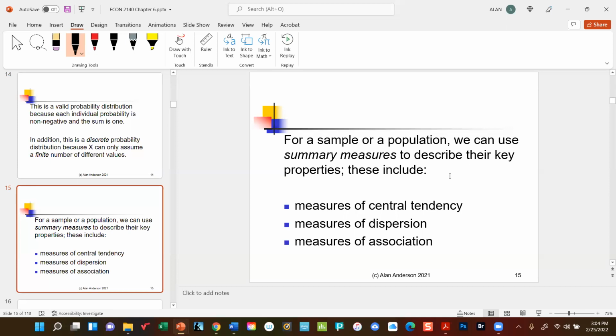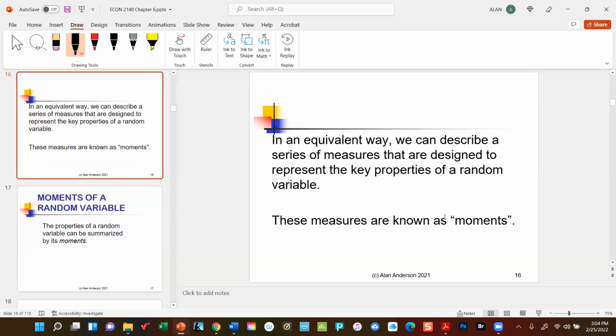We're going to do something very similar here. Random variables are important, but often we can summarize their key properties with its own unique set of measures. These measures have a slightly different name. Instead of calling them measures, we're going to call them moments. So in statistics, we see a lot of cases where similar concepts have different names. The reason for doing this is so that when we say the word moment, we know that we're talking about a random variable, as opposed to a sample or a population.